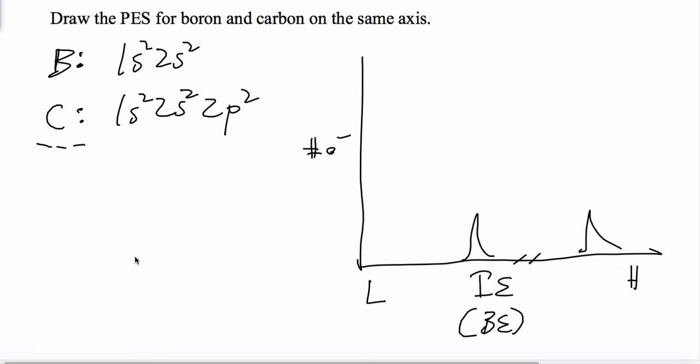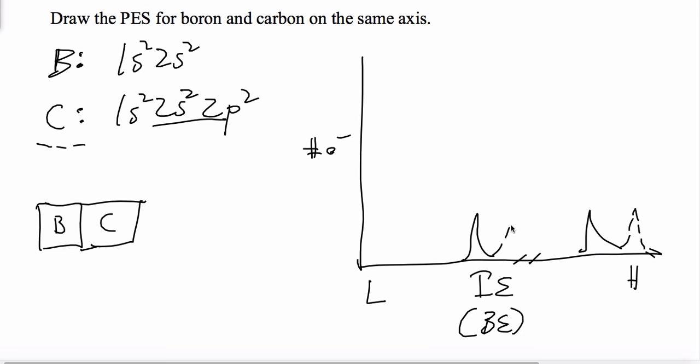Now, carbon in this case has a higher ionization energy than boron because boron is here on the periodic table and carbon is here. So yes, there's more electrons there, but carbon has more protons pulling on that second energy level. So carbon's is going to be shifted more to the high side. So carbon's 1s2 is going to be over here. Carbon's 2s2 is going to be there, and carbon's 2p2 is going to look something like that.